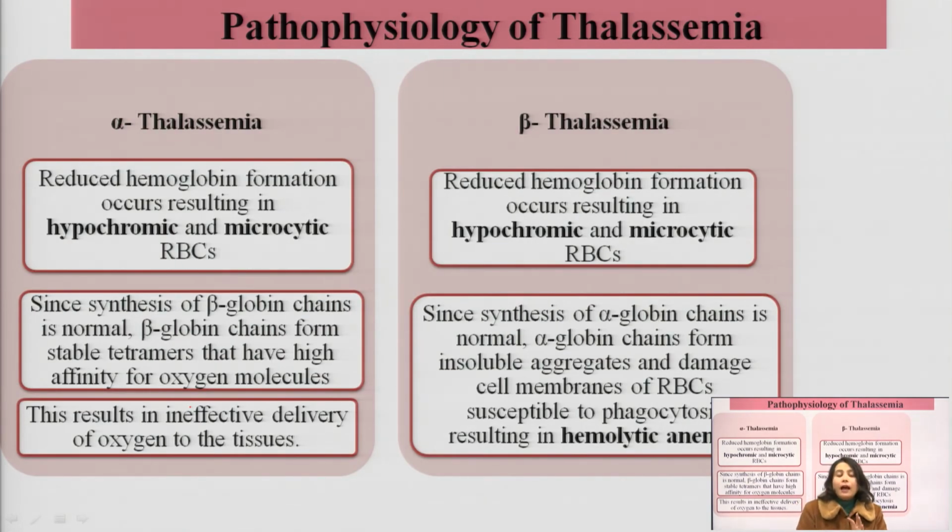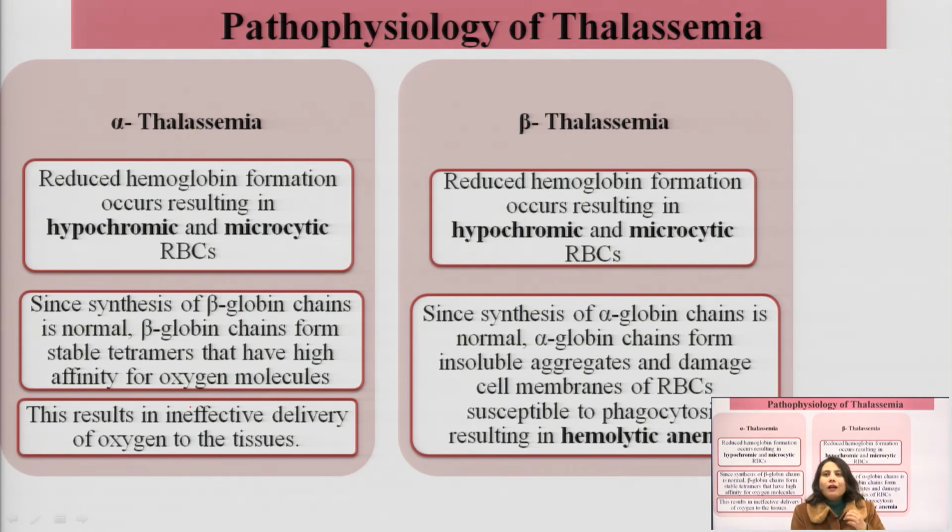So in alpha thalassemia, as I told, there is a reduction in the synthesis of alpha globin chains, but the production of beta globin chains is normal. Hemoglobin then basically contains tetramers of these beta globin chains. The problem with these beta globin chains is that they have very high affinity for oxygen molecules.